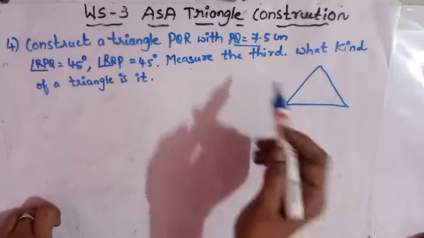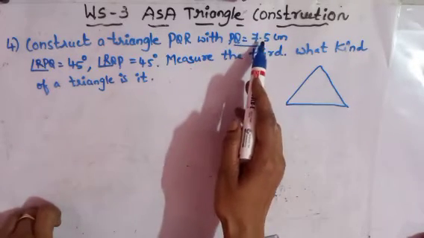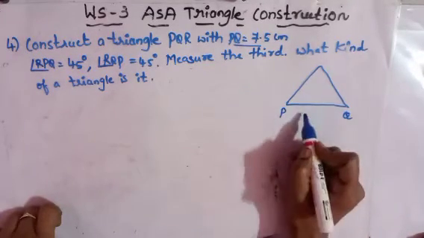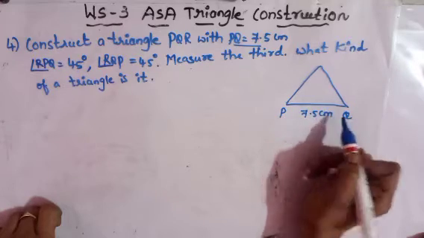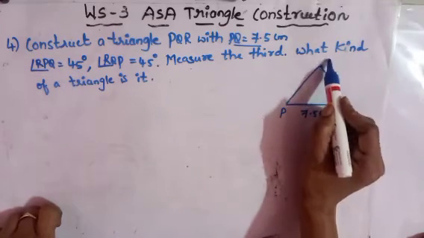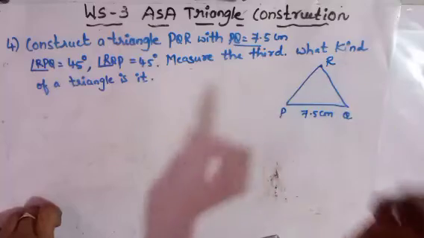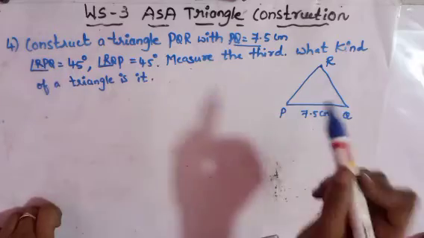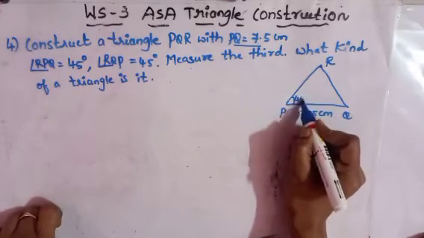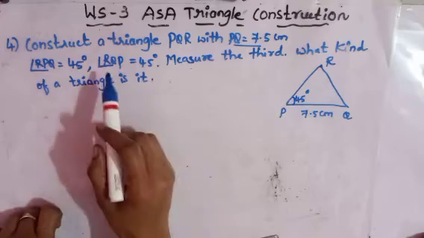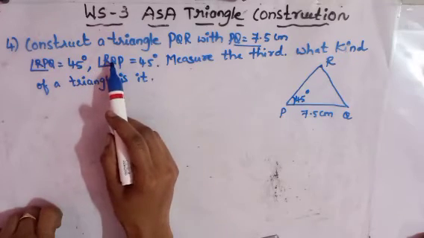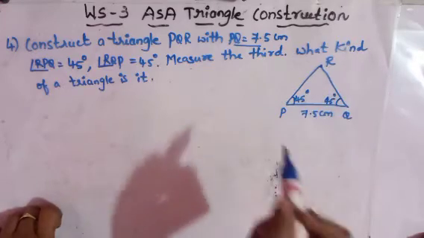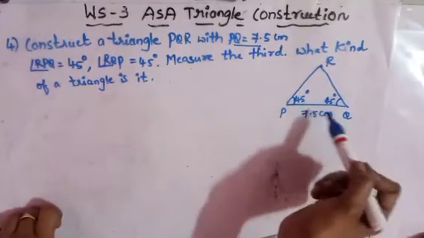So let us name it. Here the base PQ is 7.5 centimeter. So let us take base PQ as 7.5 centimeter, and next this vertex has angle R. Next, RPQ means angle P is 45 degree, given. Next, RQP means angle Q is 45 degree, angle Q is also 45 degree. So now we know the two angles.